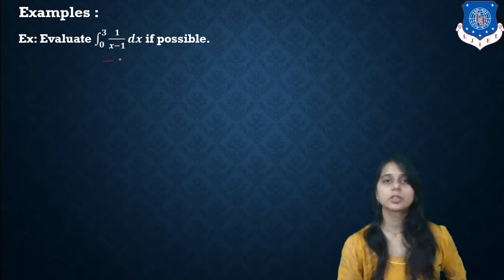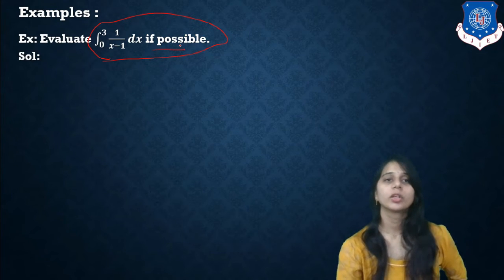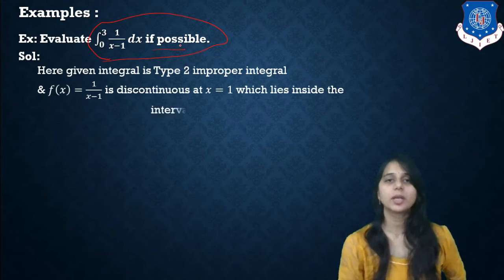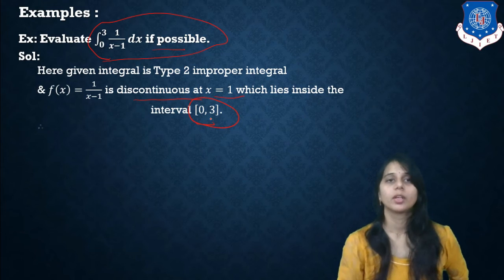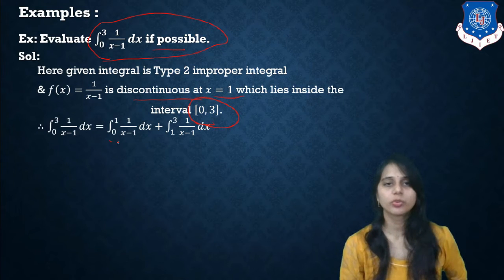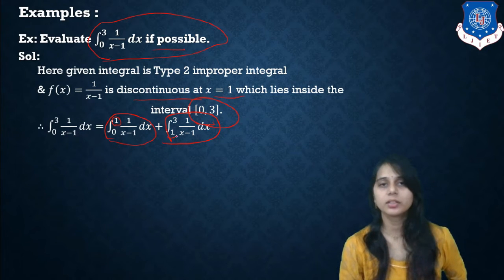Evaluate the integral from 0 to 3 of 1 upon x minus 1 dx, if possible. So it is a type 2 improper integral. It is discontinuous at x equal to 1, so it lies inside the interval 0 to 3. Now we split into 0 to 1 and 1 to 3. It is the third property, and here we replace 1 with t.